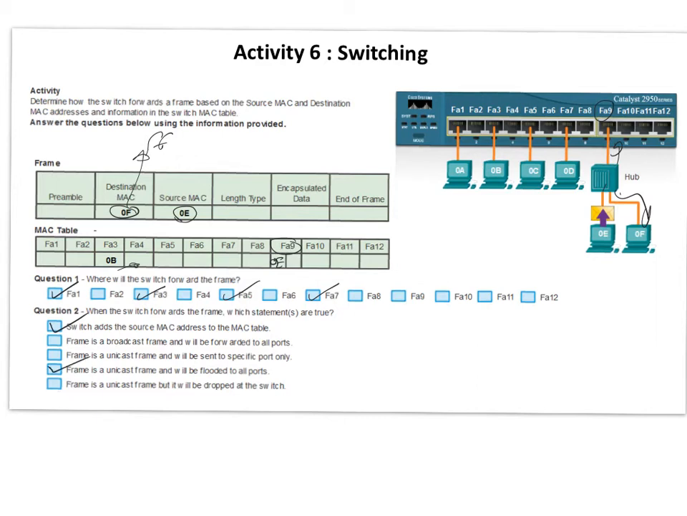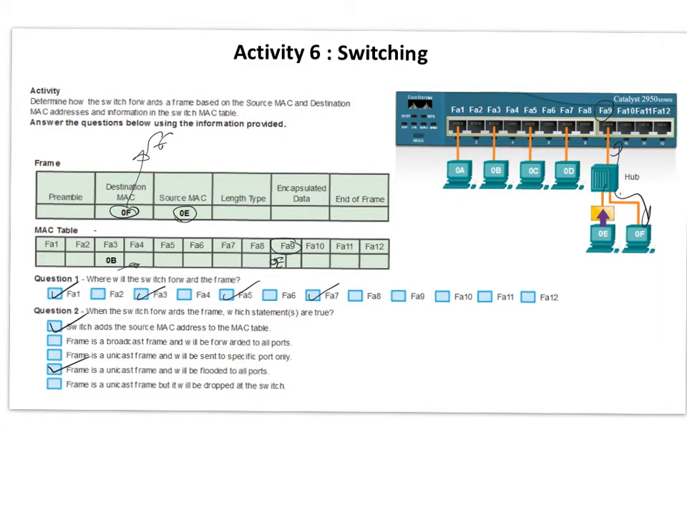Frame is a unicast frame, but it will be dropped. When does this one apply? The only case is if the frame check sequence tells the switch that there is an error in this frame. I don't drop the frame because I cannot find the physical address. It can never happen in switches, because I always have a fallback scenario: flooded to all ports. But the only case when the frame is dropped is when the frame has an error.